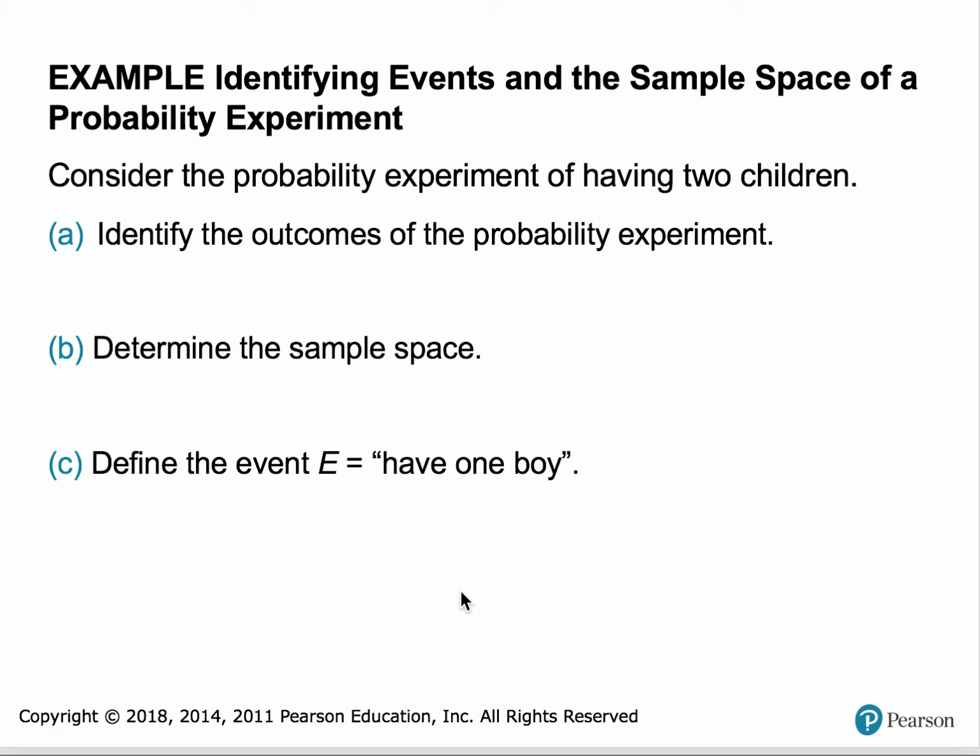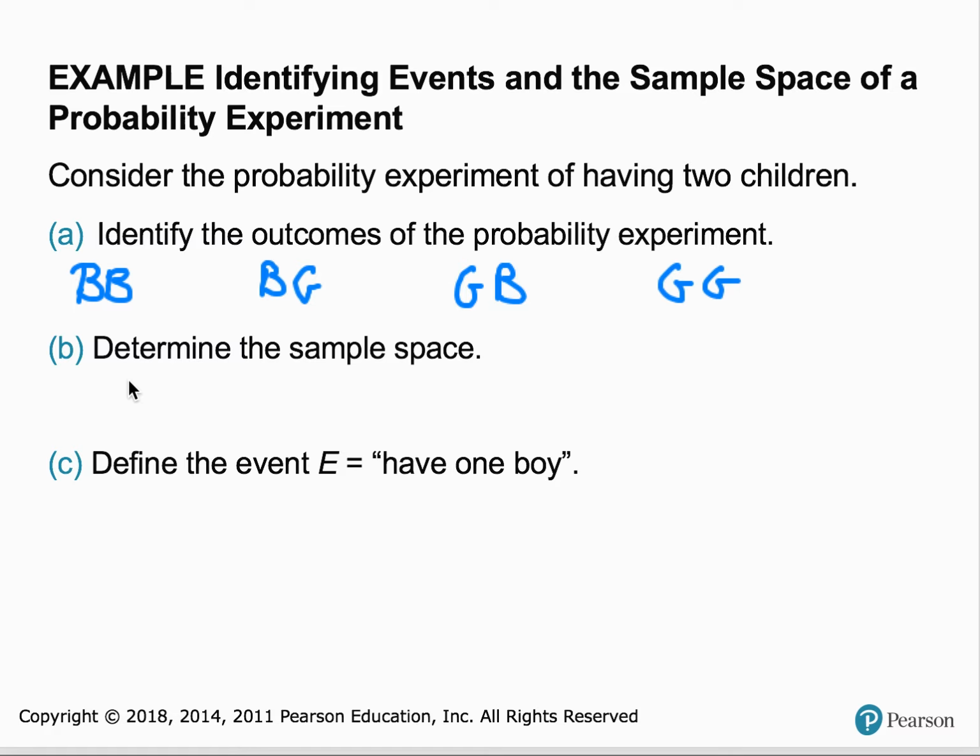So here's an example. Identifying events and the sample space of a probability experiment. Consider the probability experiment of having 2 children. Identify the outcomes. Okay, that's anything that's possible. So one outcome is that they're both boys. One outcome is you have a boy first and then a girl. Or you have a girl first and then a boy. Or they're both girls. Those are the outcomes.